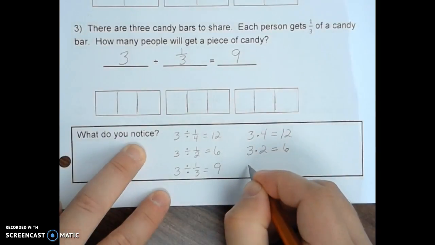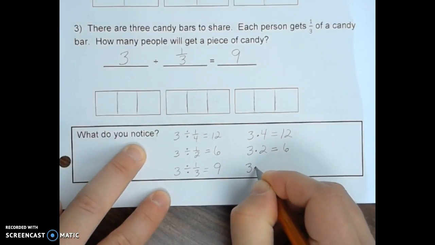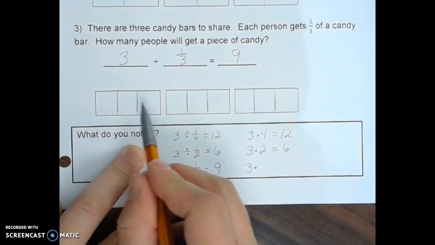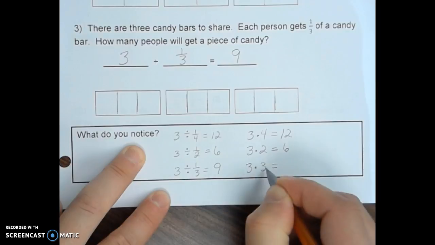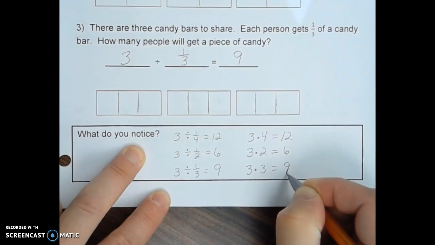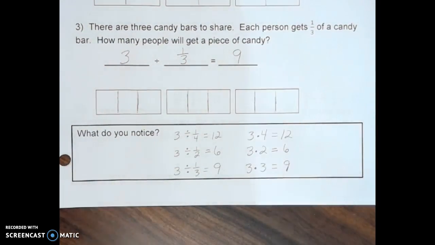And that's the same if I took my 3 candy bars and multiplied them by how many thirds were in each candy bar. There were 3 thirds in each candy bar. 3 times 3 is going to give me a value of 9.